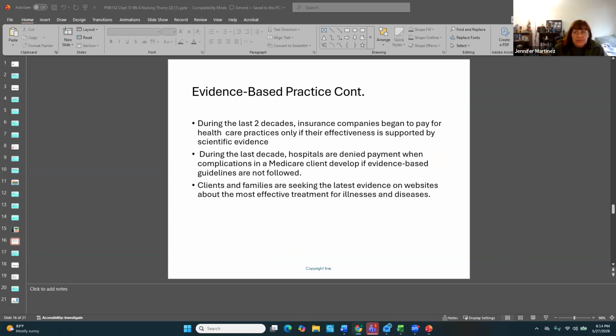When we look more into evidence-based care, and I think I've said this previously, during the last 2 decades, insurance companies began to pay for healthcare practices only if their effectiveness is supported by scientific evidence. Okay, so we're not just doing procedures, we're not just providing care because we think it will help. We are providing care that is supported by scientific evidence. And then during the last decade, hospitals are denied payment when complications in a Medicare client develop if evidence-based guidelines are not followed.